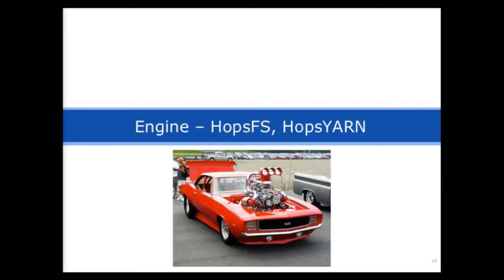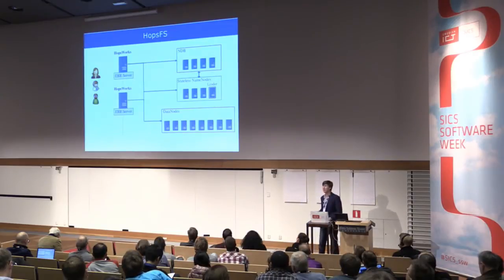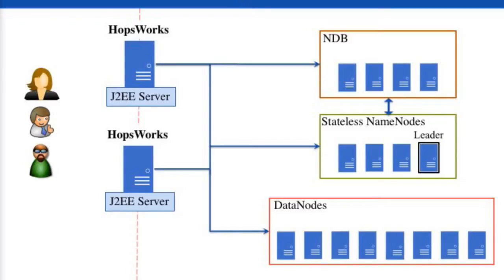And how do we do it? Like I said earlier, we've been working on this platform for a number of years. It's called HOPS. We have a file system implementation, and we also have an implementation of YARN, which is the resource manager in Hadoop. What it is effectively is a scale-out architecture for metadata for HDFS. If you're familiar with HDFS, you'll know that HDFS has a single machine here. And you can see we have multiple machines here.